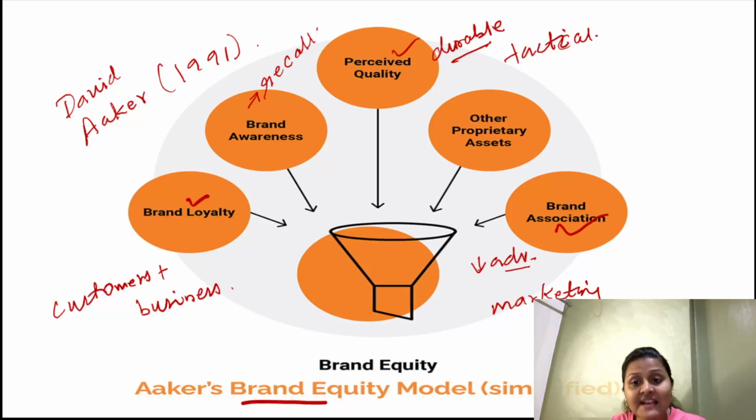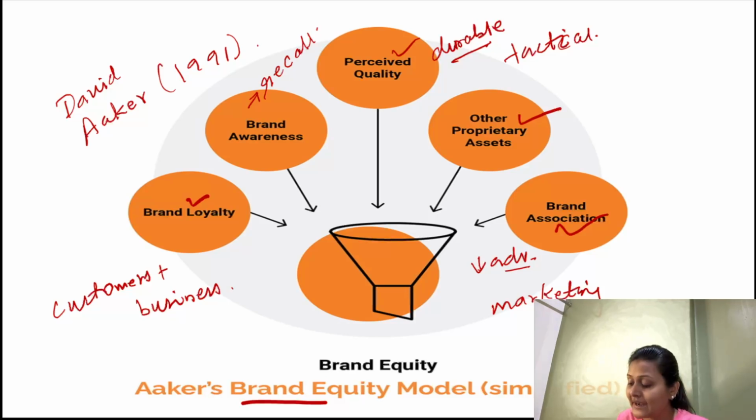For example, Nike is linked to athleticism, performance, and "just do it." Meaning that if consumers purchase and wear Nike products, they have the confidence that they are going to achieve greater success for a longer period of time. They are going to achieve whatever they choose to do. This sort of confidence is instilled in them. The last component here is other proprietary assets.